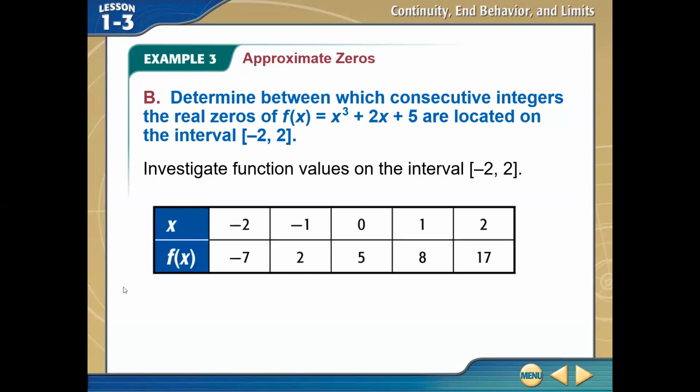When I plugged in -2, I got -7. When I plugged in -1, I got 2. So that tells me between these 2 points, I had to have touched the x-axis. A real zero falls here, somewhere between these two x values.